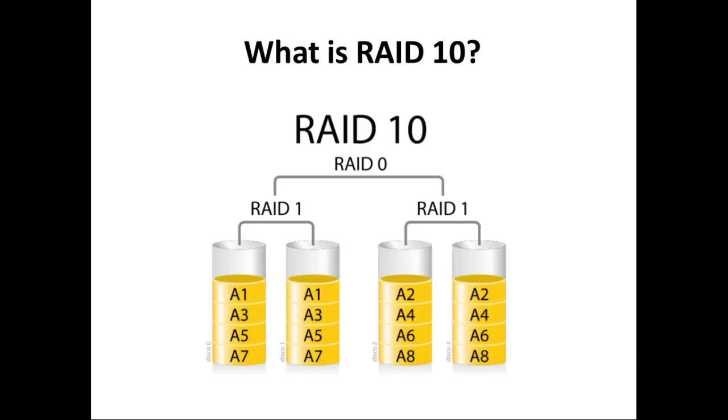Now we also have RAID 10 or RAID 1+0. So RAID 1+0, as you can see in the image, is a combination of RAID 0 and RAID 1. So we have here RAID 1 and RAID 1, and both are combined in RAID 0. That's why for RAID 1, we have the same data segments. Here also the same data segments, but the segments here are different from the segments here. So it's a combination of RAID 0 and RAID 1.